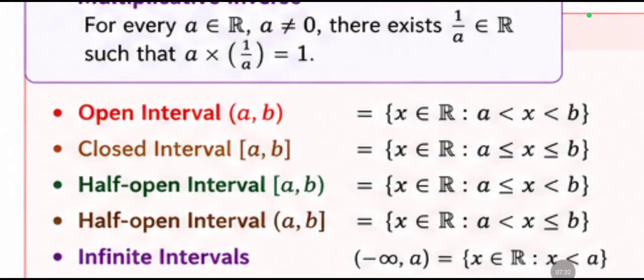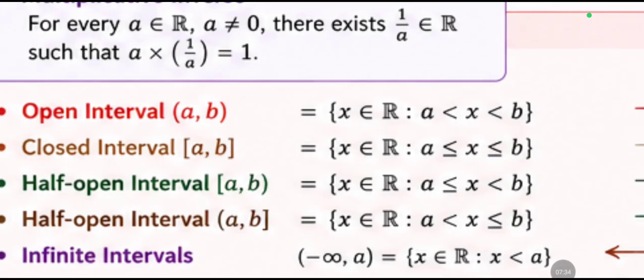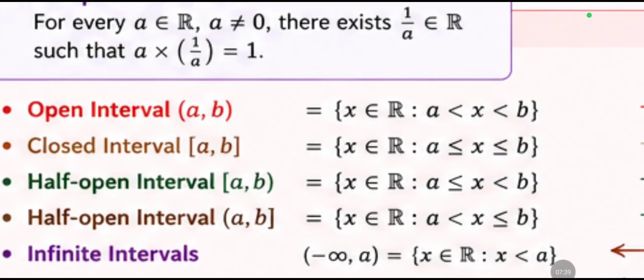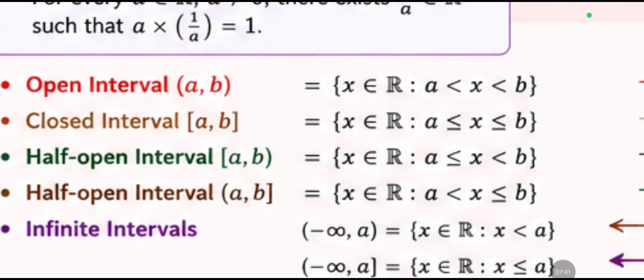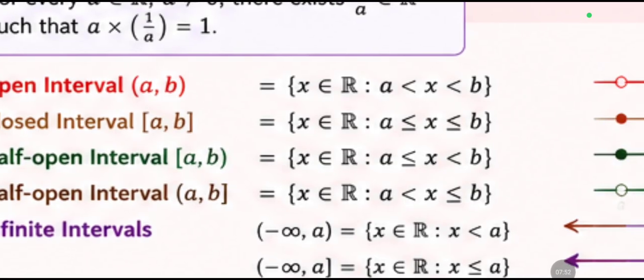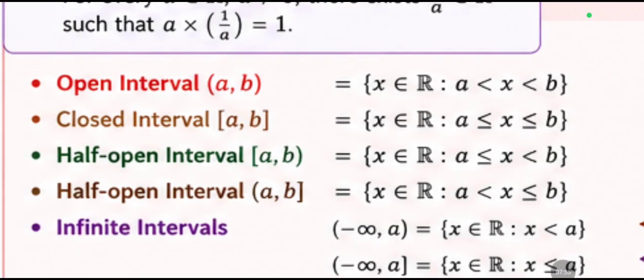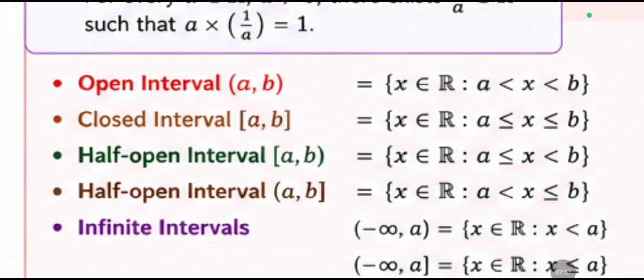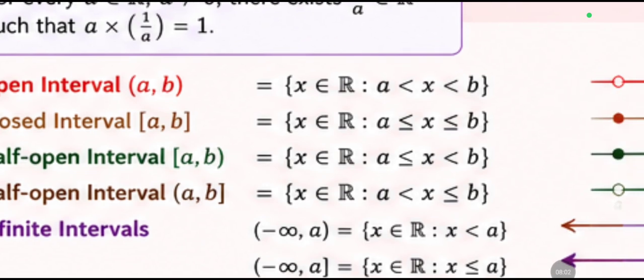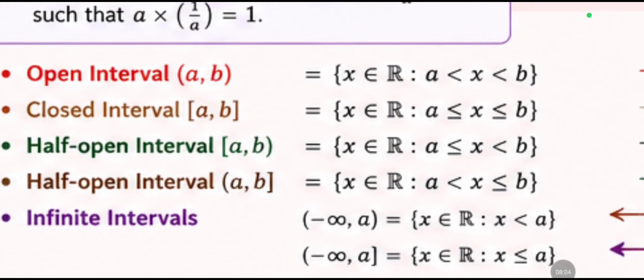Open interval (a, b) means x belongs to R such that a is less than x, less than b. Closed interval is like this: x belongs to R, a is less than or equal to x, less than or equal to b. Half open interval, closed interval a, open interval b, means x belongs to R, a is less than or equal to x, less than b. Half open interval, open a, closed b, means x belongs to R such that a is less than x, less than or equal to b.